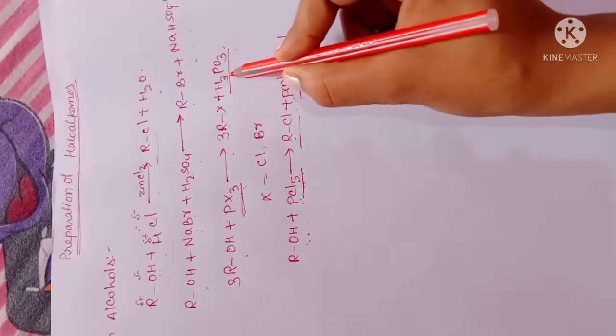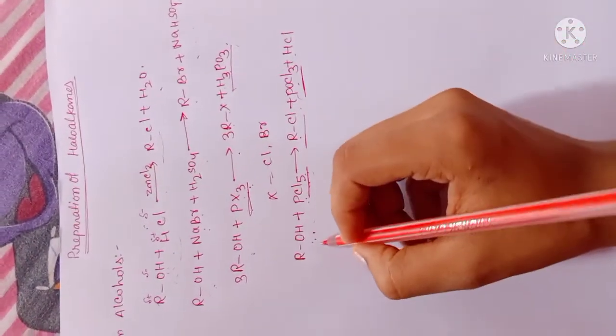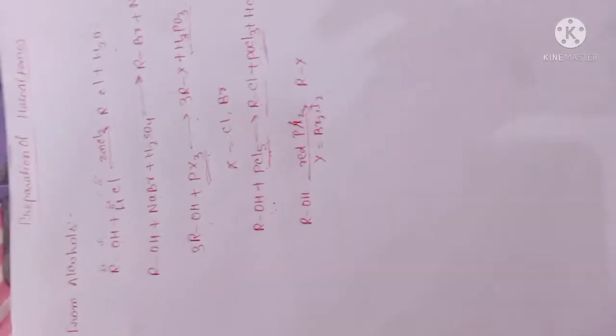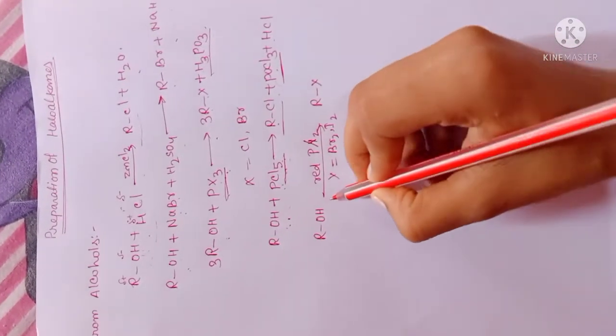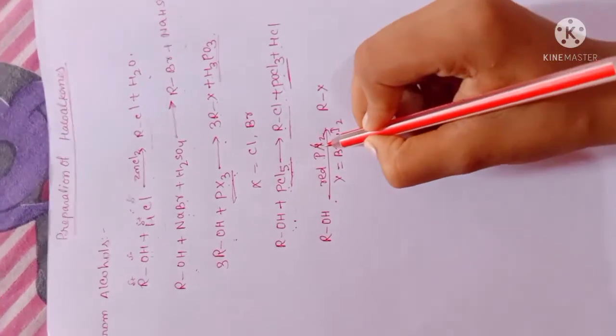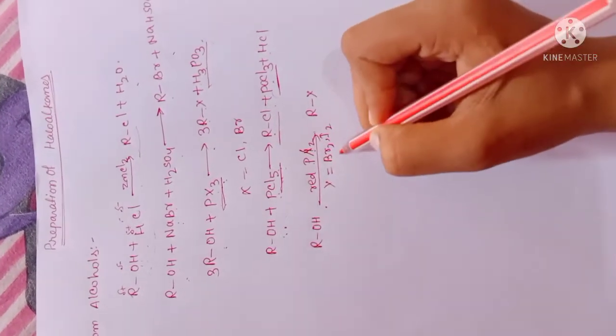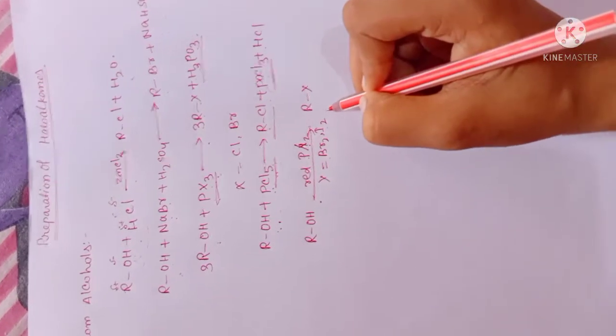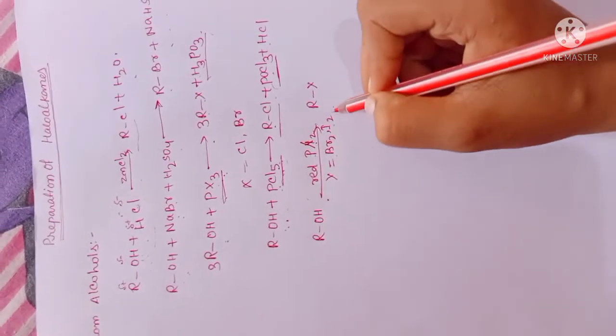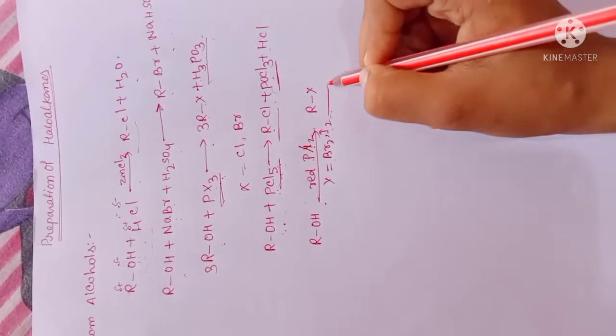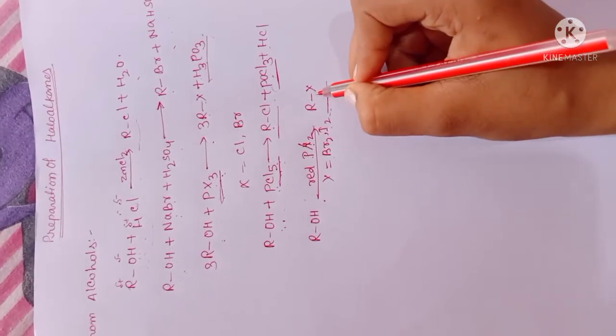And let us look at the fifth reaction. Look here is ROH and red phosphorus with X2, where X2 is Br2 or I2. It will give us only RX. That means only haloalkane.